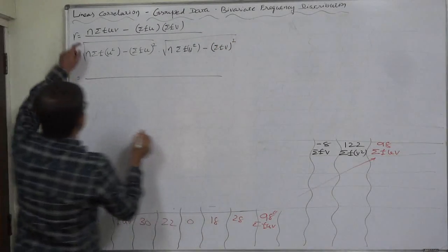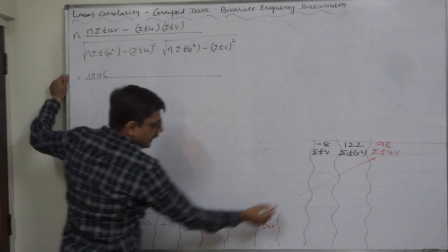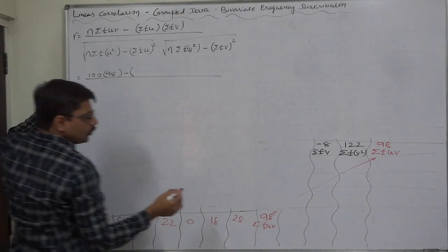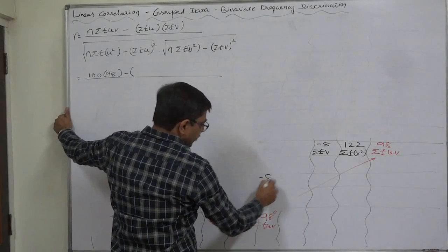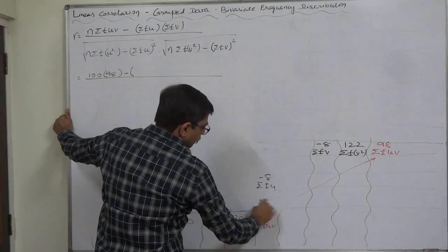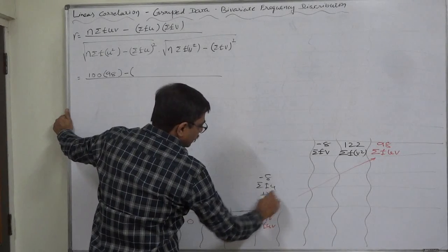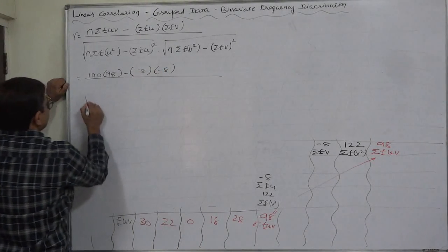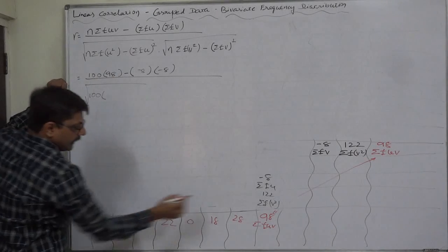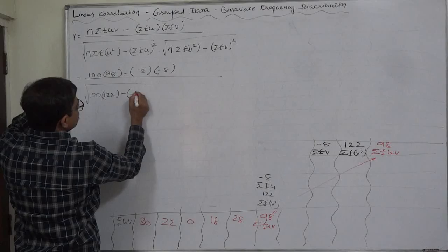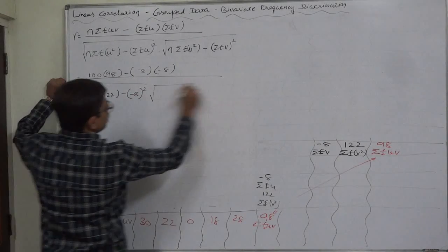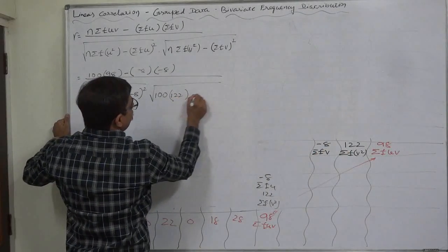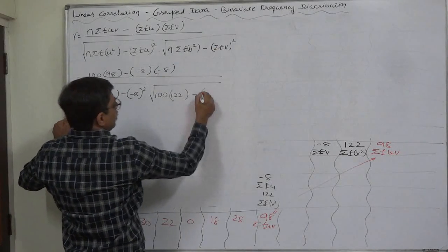Let us substitute the values. N is 100, sigma FUV the common total of last row and column is 98, minus sigma FU into sigma FV, which is minus 8 into minus 8, upon under root 100 into sigma FU square, 122, minus sigma FU the whole square, that is the square of minus 8, into under root 100 into sigma FV square, that is 122, minus sigma FV the whole square, which is the square of minus 8.